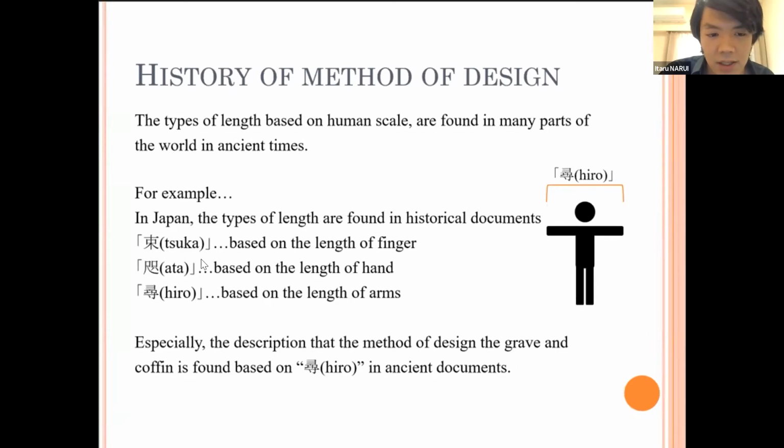Tsuka is based on the length of a finger. Ata is based on the length of the hand. And hiro is based on the length of the arms. Especially, descriptions of the method of design, the grade and copying based on hiro are found in ancient documents.